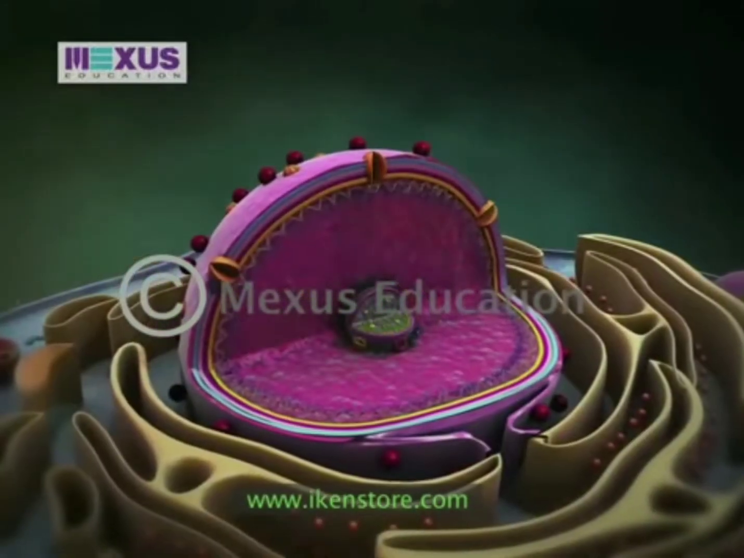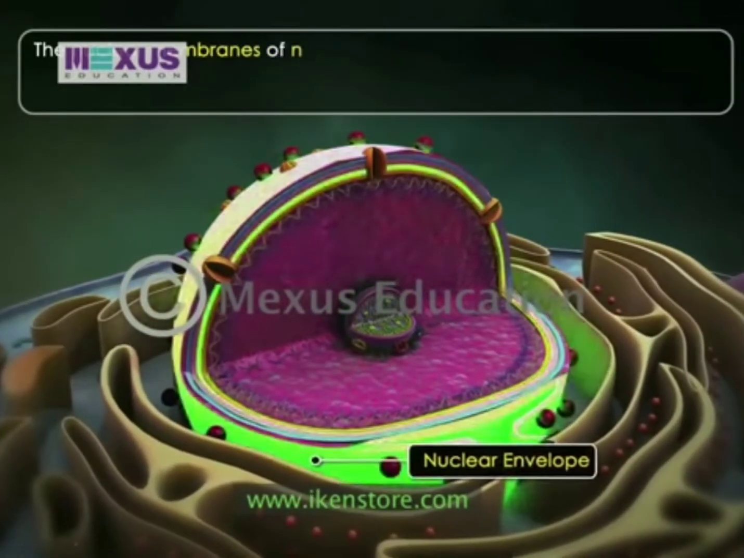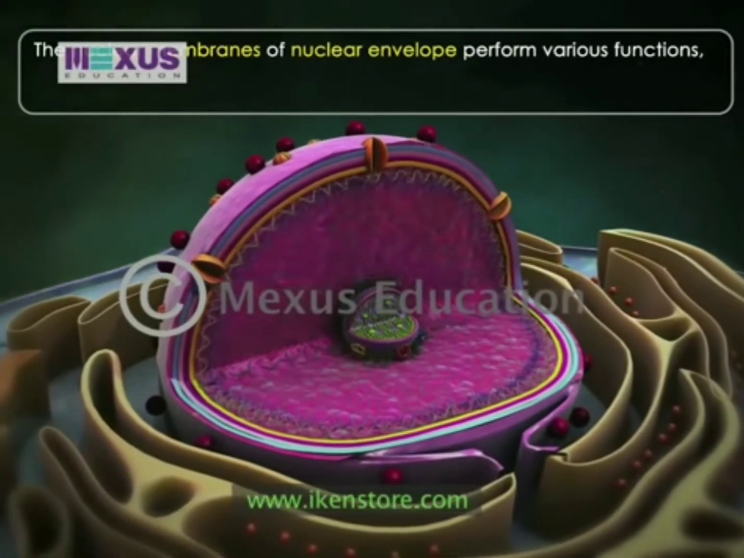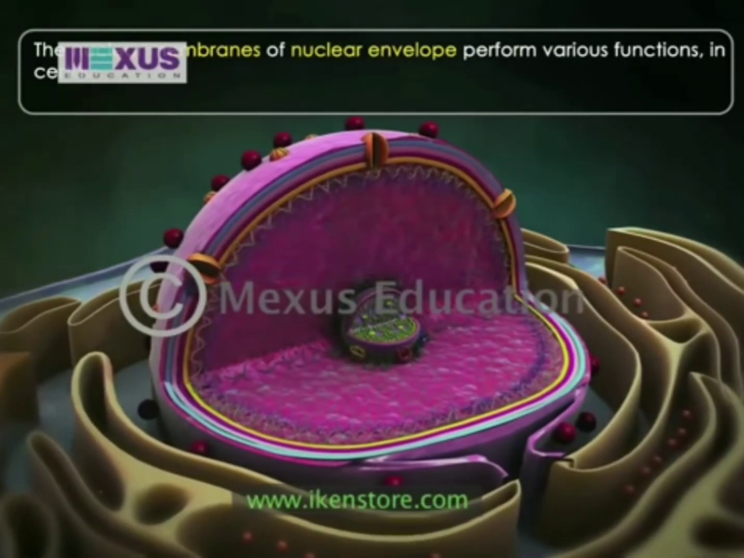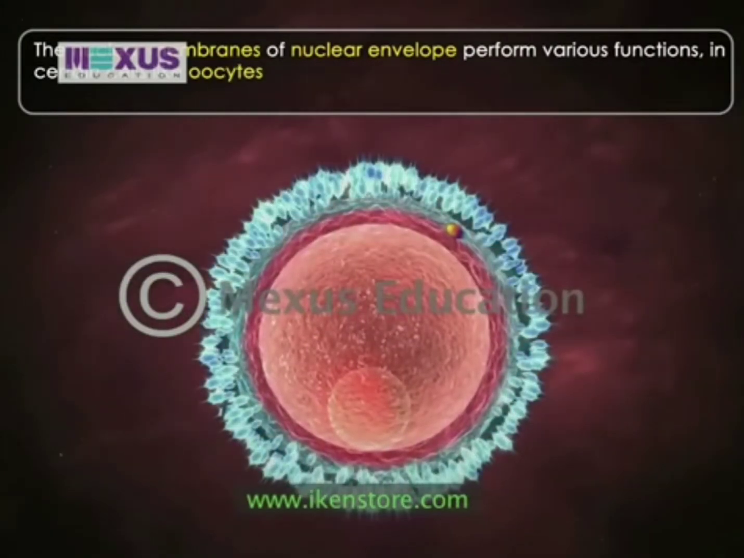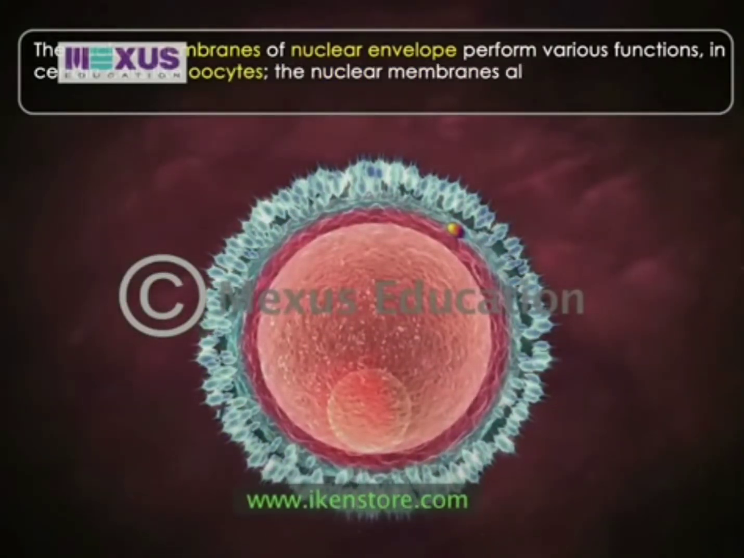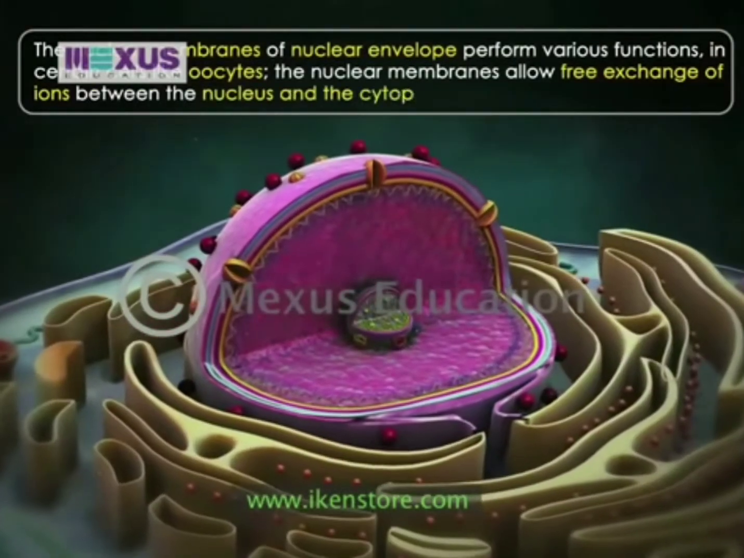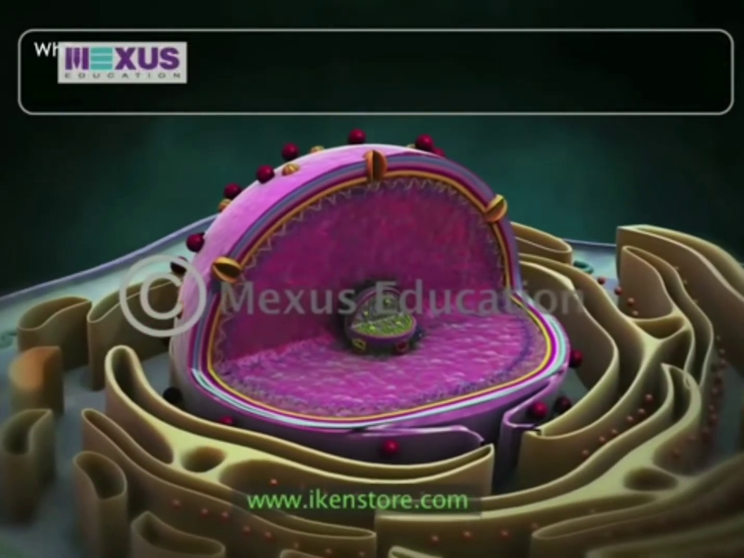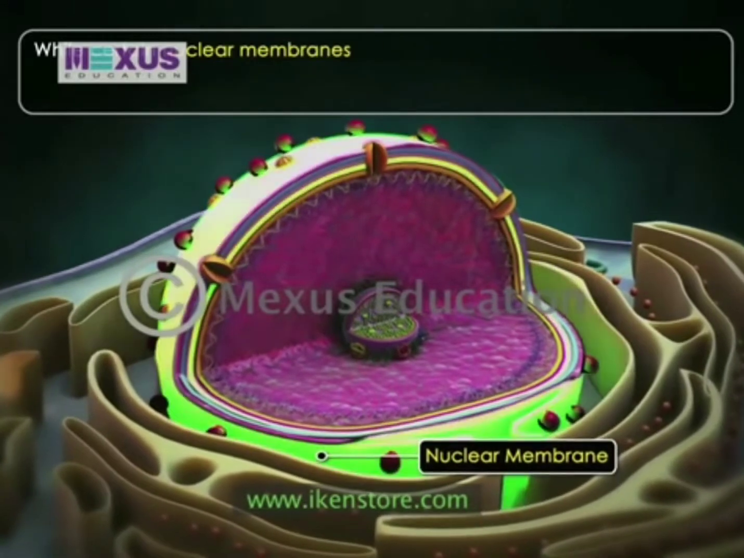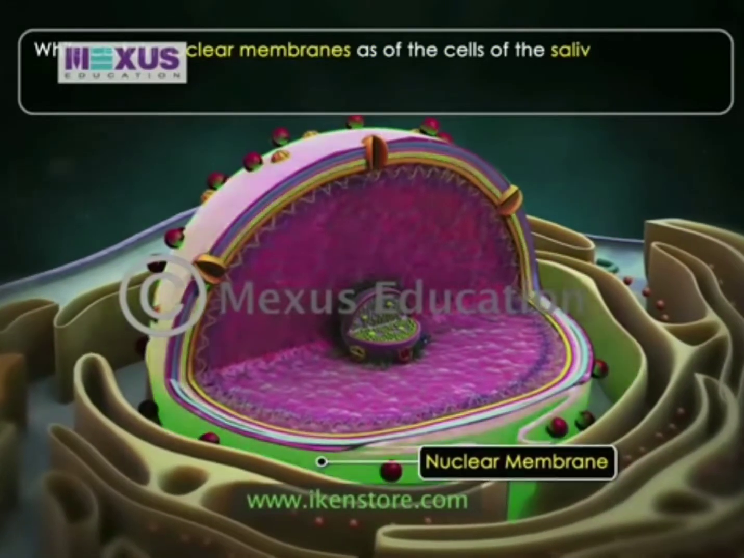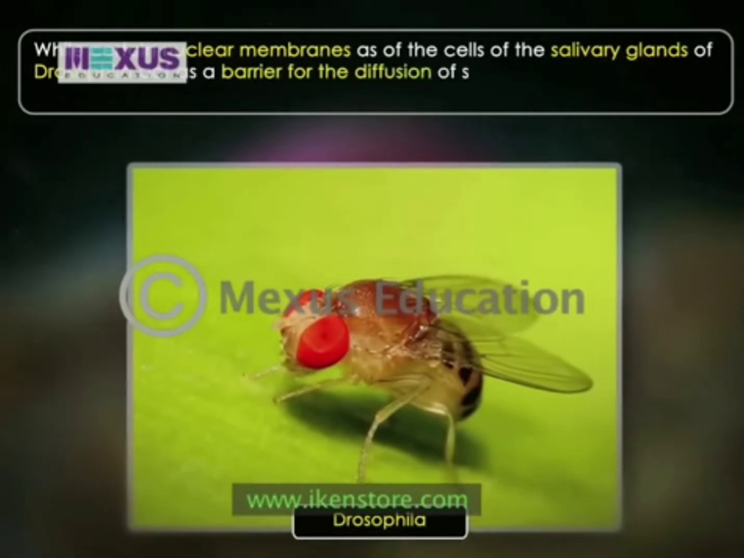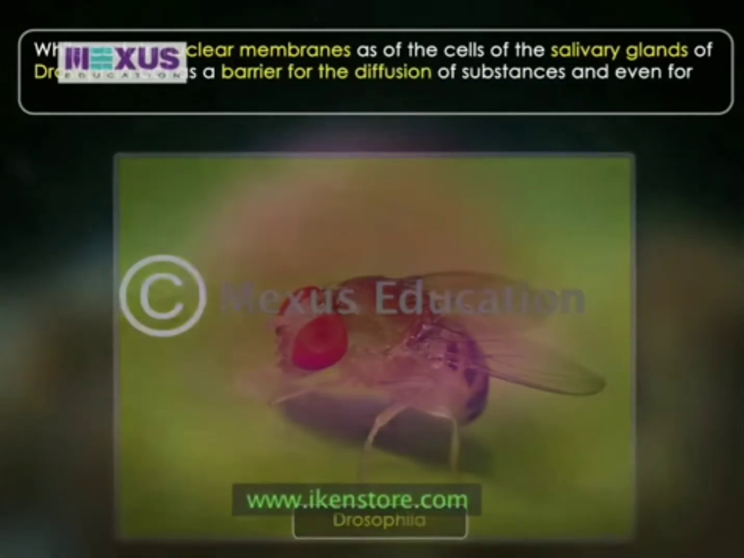The nuclear membranes of the nuclear envelope show variations in permeability for the nucleus, such as in certain cells like oocytes. The nuclear membranes allow free exchange of ions between the nucleus and the cytoplasm, while certain nuclear membranes, as in the cells of the salivary glands of Drosophila, act as a barrier for diffusion of substances and even the ions of potassium, sodium, and chlorine.